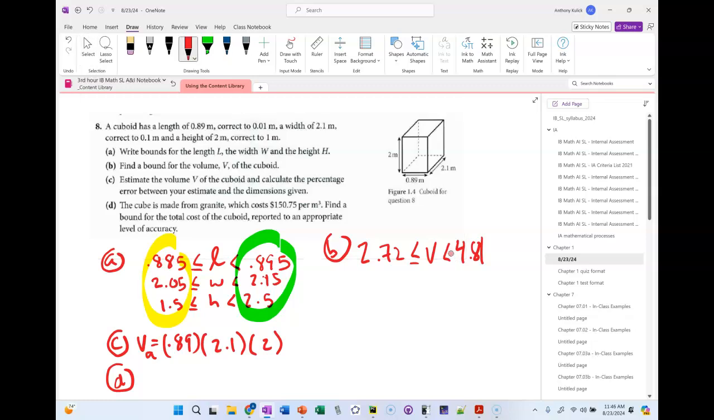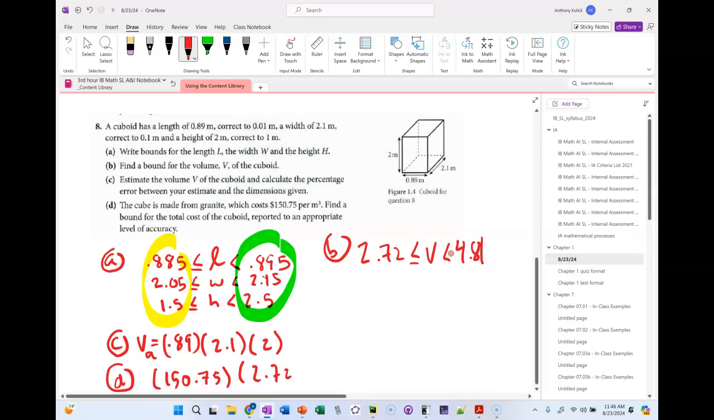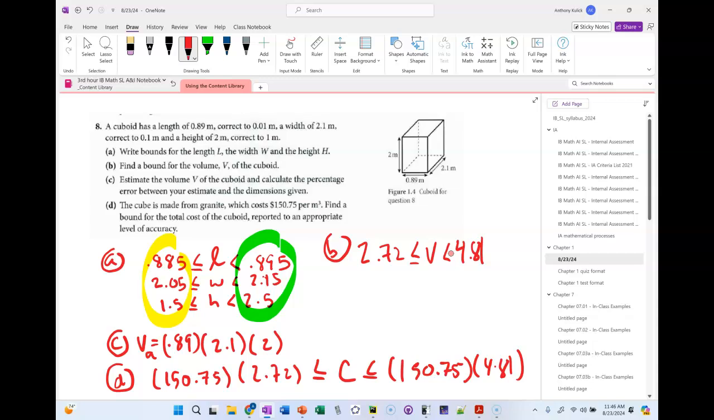Yeah. So for part D, all I did was take that 50.75 and then multiply it by my volumes. Like that. At least that's what you're looking for? Yeah. Okay. Yeah, no problem.